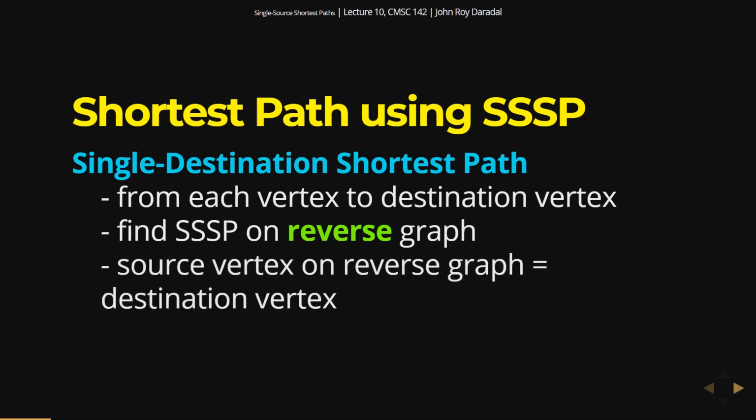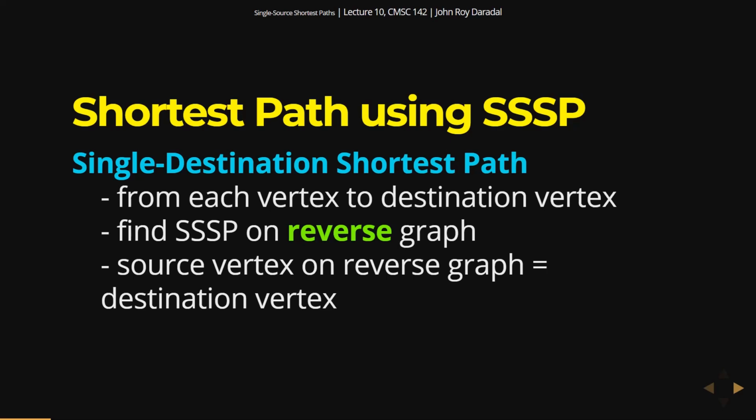This is possible because on the reverse graph, the source vertex would be the actual destination vertex of your original problem, because you reversed the direction. So it would still be the same.